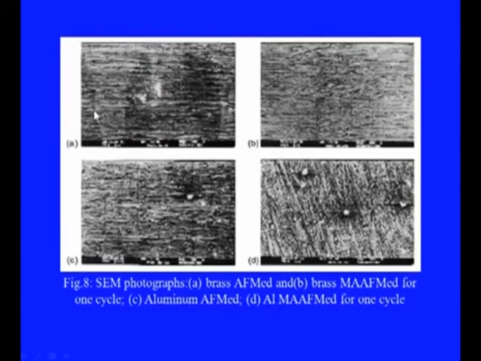So, this is aluminum, this is in case of brass, and this is in case of aluminum, and this is prior to the magnetically assisted AFM. This is conventional AFM, and this is magnetically assisted AFM surface, which we can see undoubtedly is much better than what is obtained with the conventional AFM process. This is true in both the cases, like in aluminum as well as in brass.